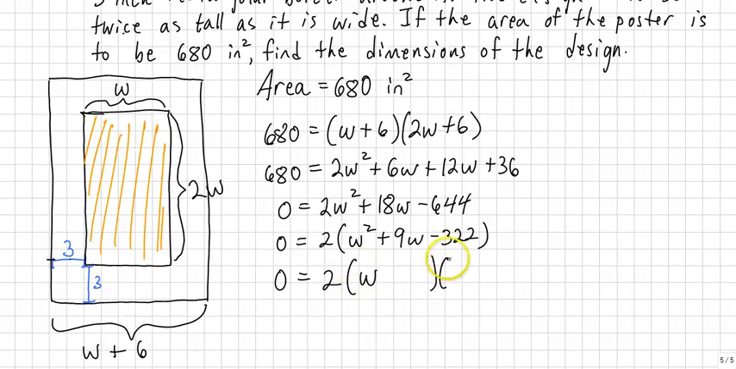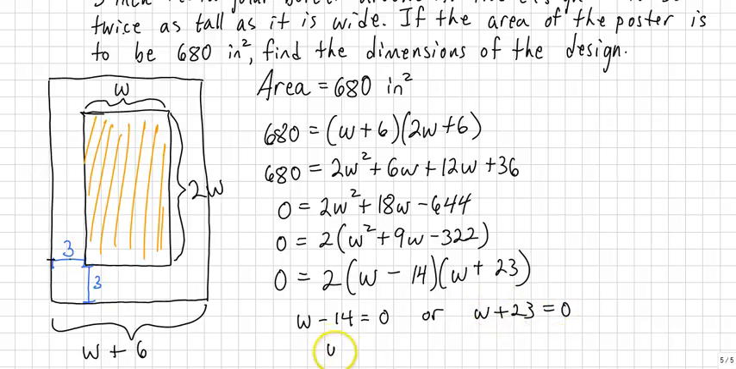Let's see if we can't get that to factor. So 322 is 14 times 23. And we need a positive 9, so that has to be plus, that has to be minus. So we end up with w minus 14 equals 0, or w plus 23 equals 0. So w is 14, or w is negative 23. Well, w was how wide the design is, so you can't have a negative width. That doesn't make any sense. So 14 inches will be the width of the design.